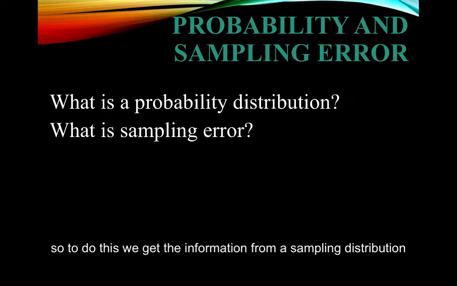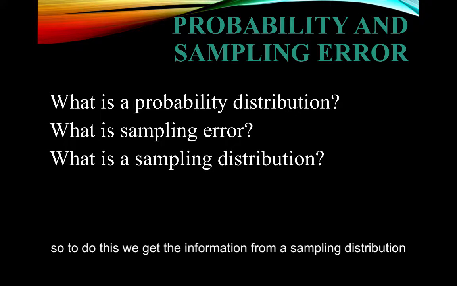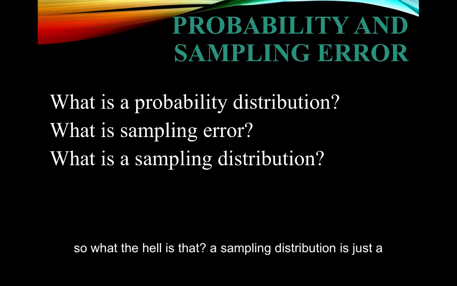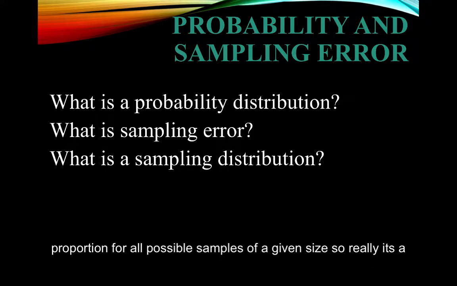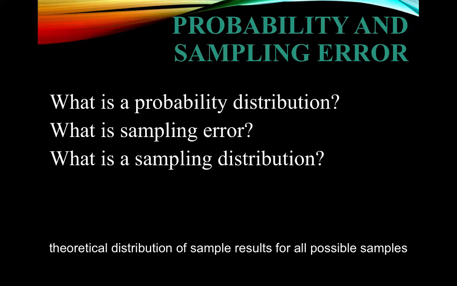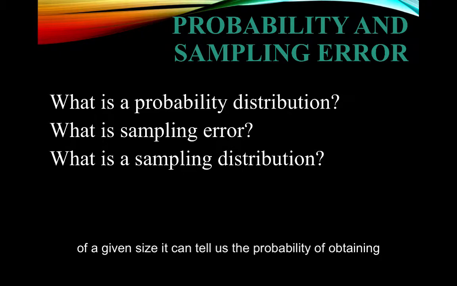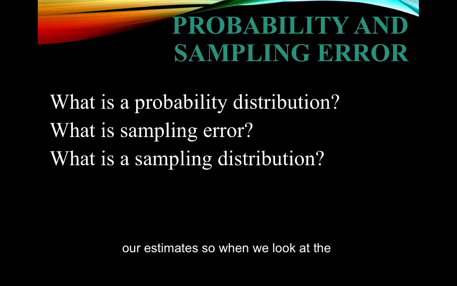So to do this, we get the information from a sampling distribution. So what the hell is that? A sampling distribution is just a probability distribution of a sample statistic, like a mean or proportion, for all possible samples of a given size. So really, it's a theoretical distribution of sample results for all possible samples of a given size. It can tell us the probability of obtaining our estimates.